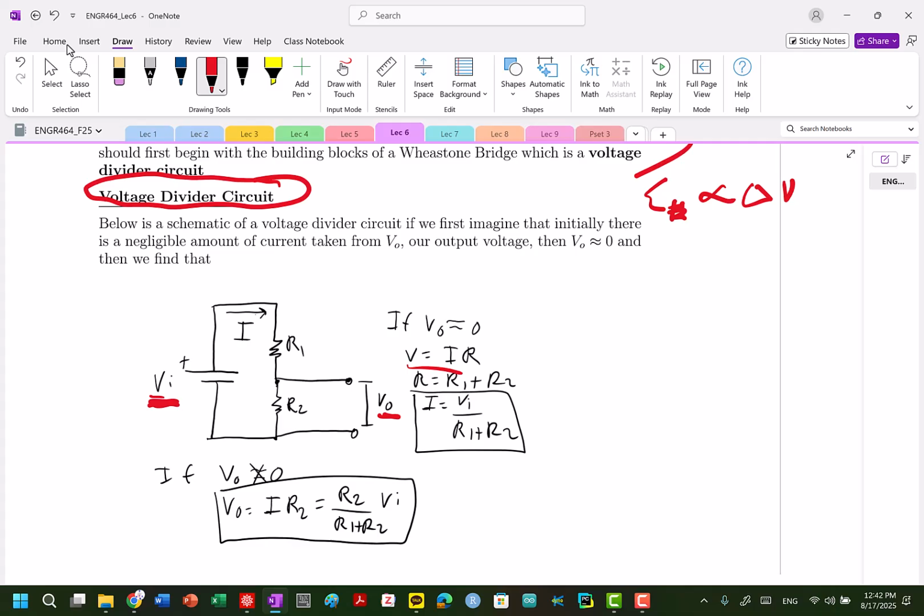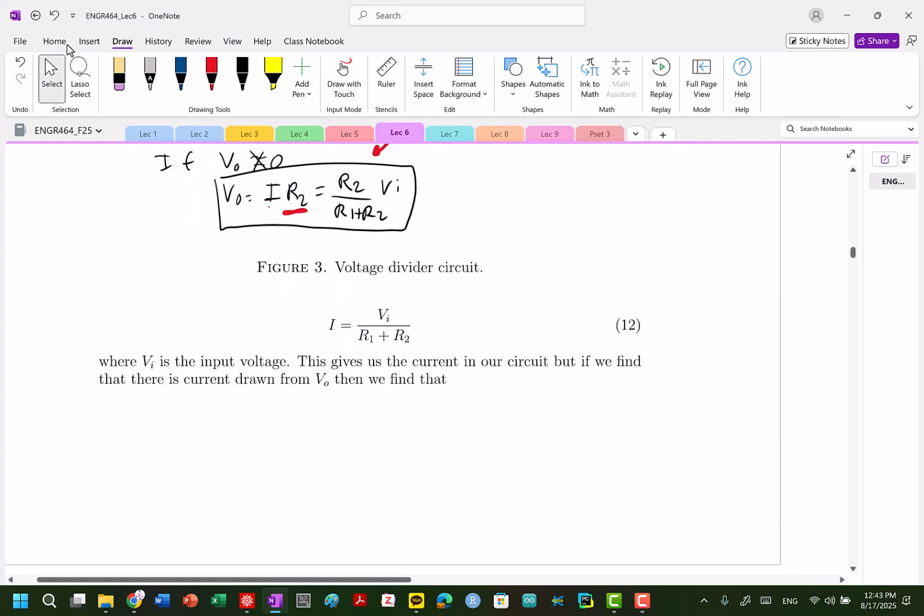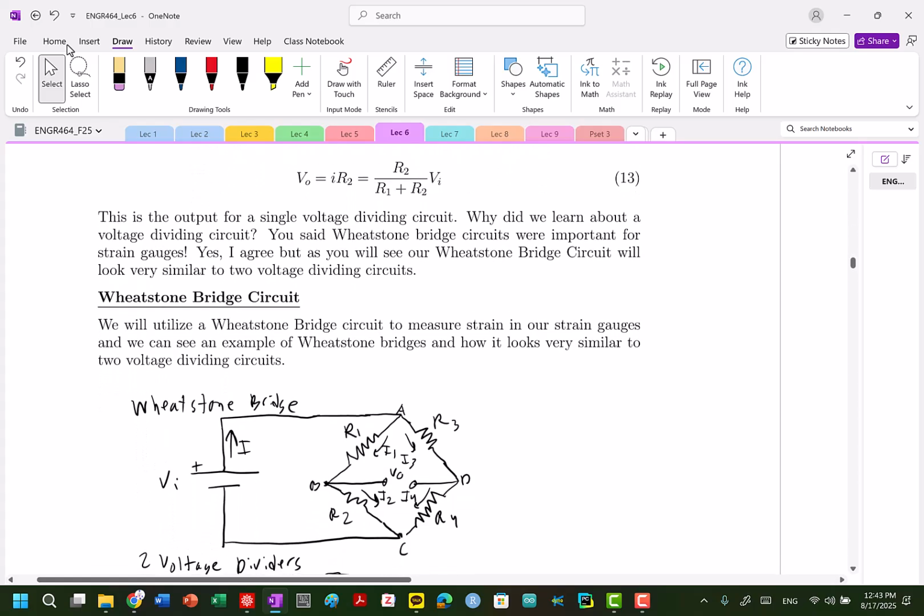If we are actually pulling some voltage here, then V naught is just equal to the current times R over 2, just this resistance, and we substitute this in here. That's it. Not too bad, right? That's the big, scary voltage divider circuit. So that's essentially the math that you're going to work through.